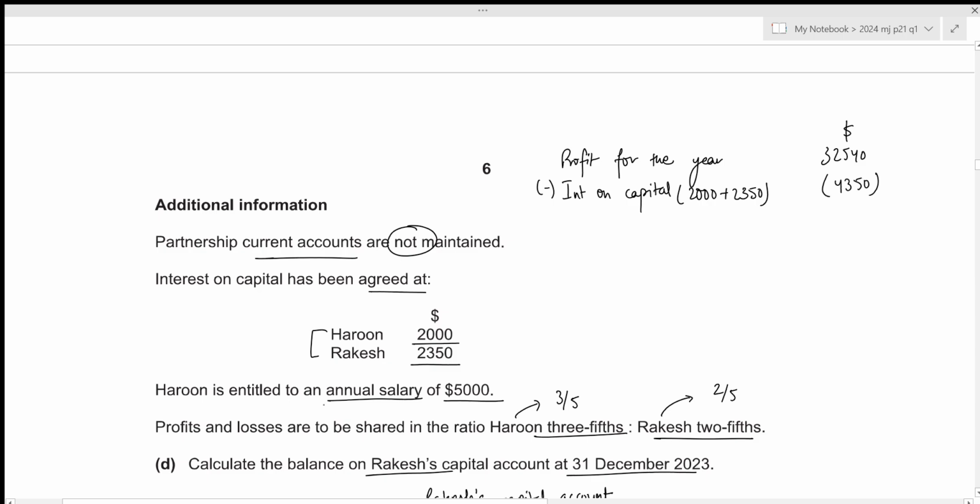And in this case, we also have an annual salary of 5,000, which will again reduce the profit. So minus salary of 5,000, then we will get our residual profit. So that will be 32,540 minus 4,350 minus 5,000. This results in the value of 23,190.